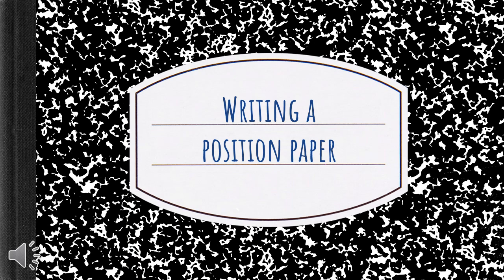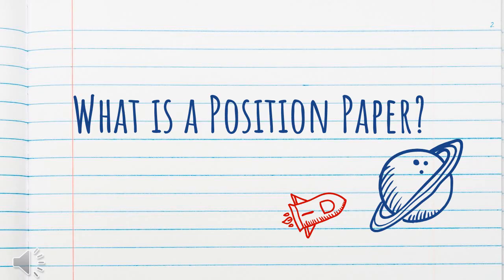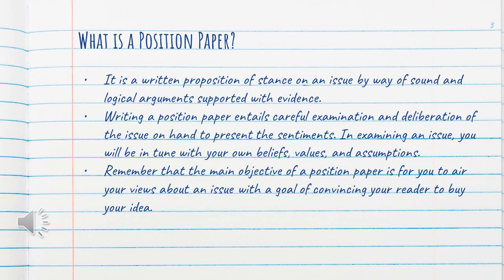For today's lesson, we're going to talk about how to write a position paper. Let us define first what is a position paper. When we say a position paper, it is a written proposition of stance on an issue by way of sound and logical arguments supported with evidence.